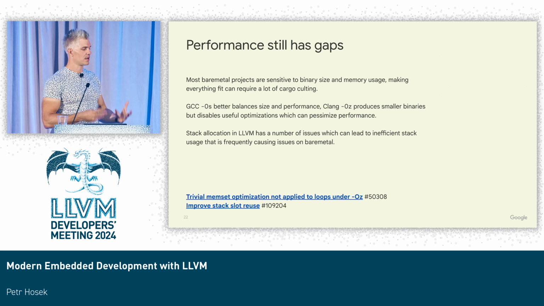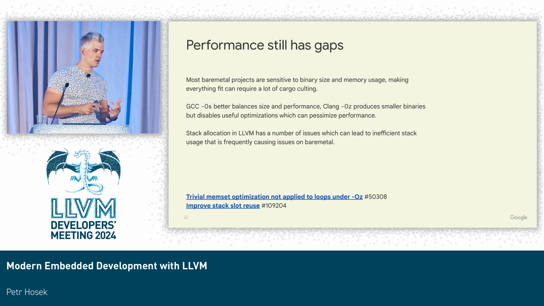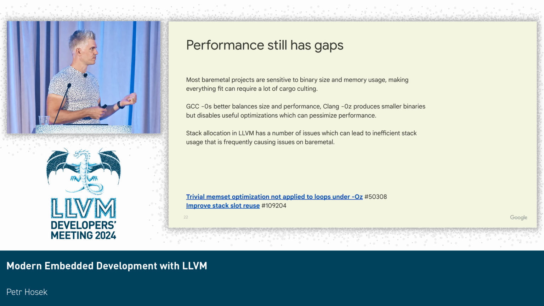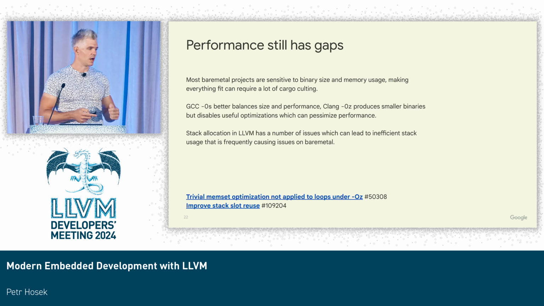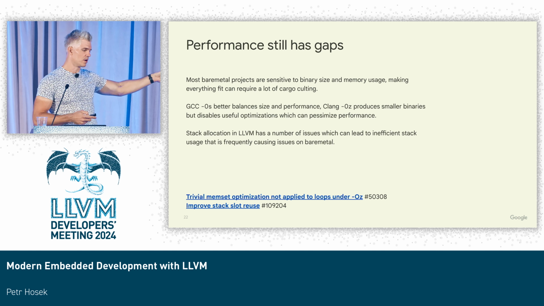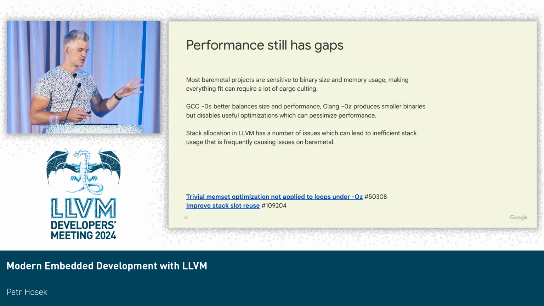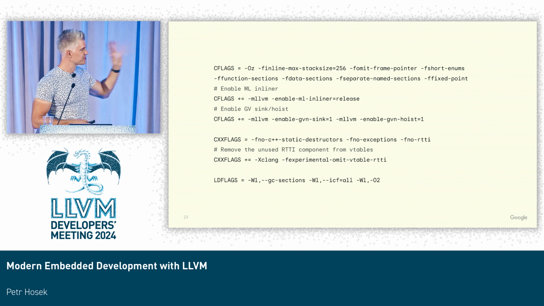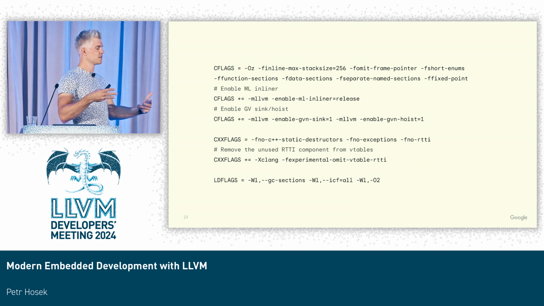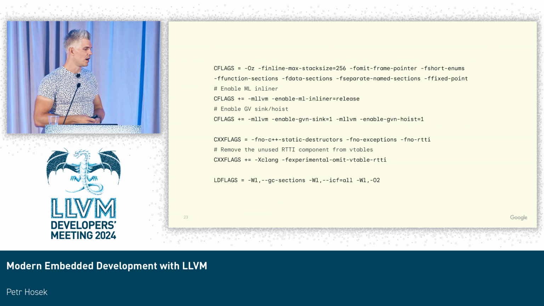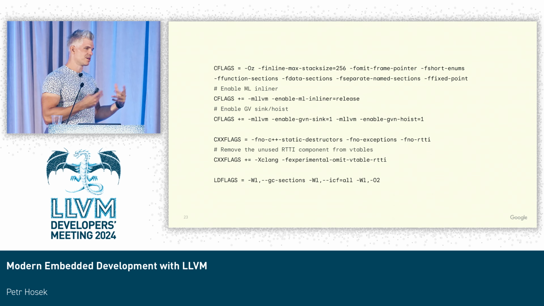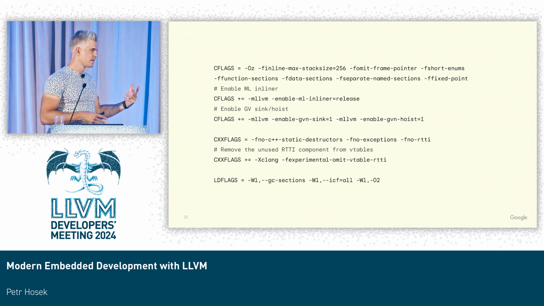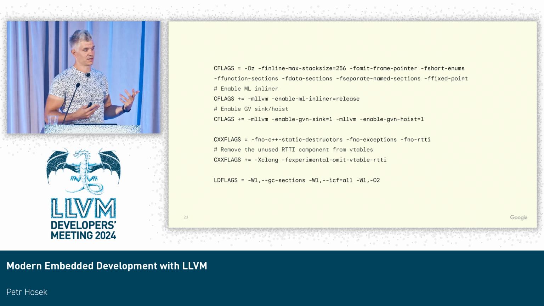Also, what we found out is stack allocation in LLVM has a lot of gaps, which can result in inefficient stack usage, and this is also frequently causing problems on bare metal. There is a lot we can do, actually. We're tracking this in a bug linked on the slide, which has a lot more details. Here's just an example from one of our projects, like all the flags that we would set just to make everything fit under our budget. And while this works, it is not very maintainable. We really don't want to be copying these flags from project to project. I hope that over time we can come up with something that's better than this.